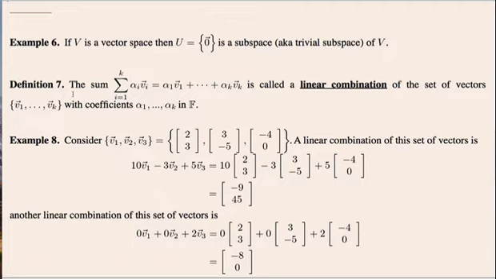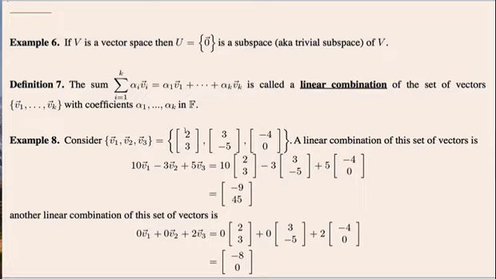Next, we consider linear combinations. The sum as i goes from 1 to k of alpha i v i, which means we add together alpha 1 v1 plus alpha 2 v2 and so on up to alpha k vk. This is called the linear combination of the set of vectors v1 through vk with coefficients alpha 1 through alpha k from the scalar field. As an example, we could consider three vectors.